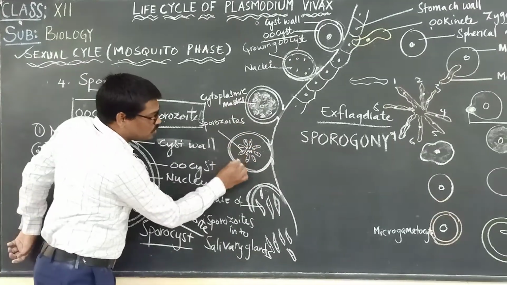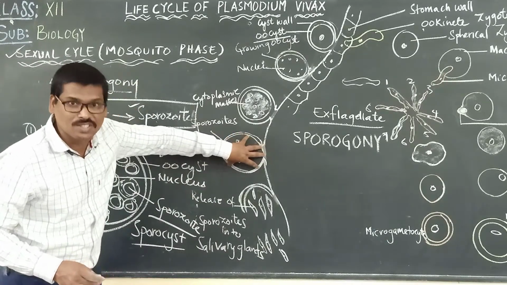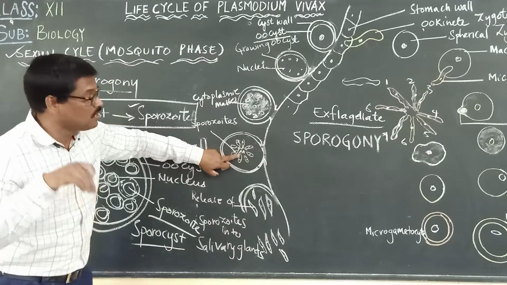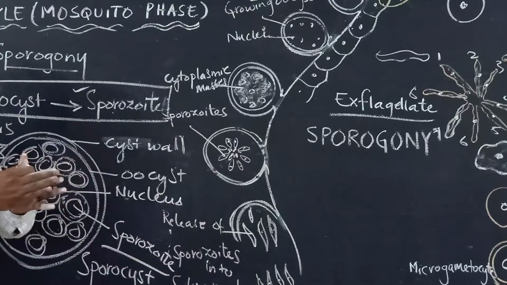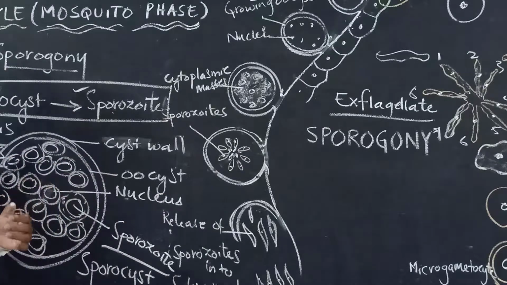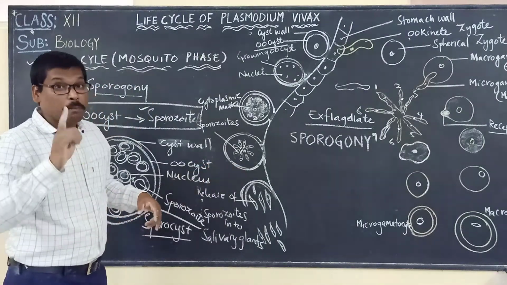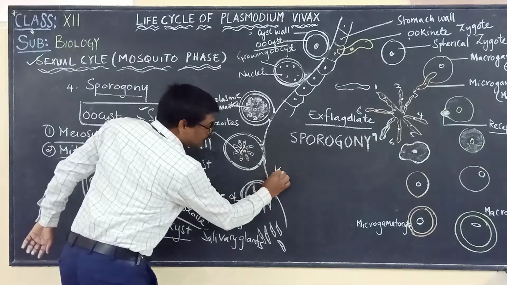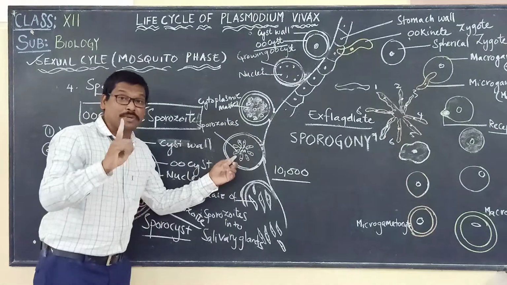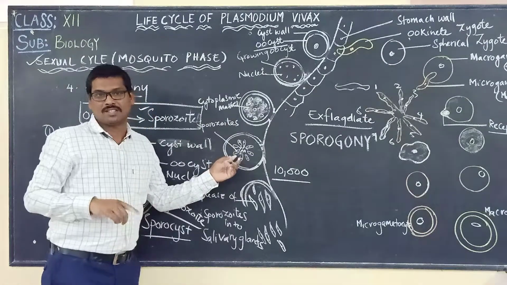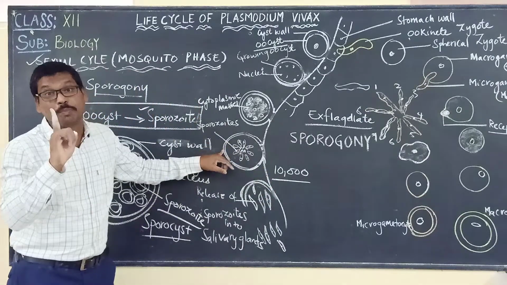Once these sporozoids are formed in this spore, it will be called a sporocyst, because it contains the sporozoids. Now this sporocyst, at a certain time, will get ruptured. When it gets ruptured, please remember, more than 10,000 sporozoids will be released from one sporocyst.